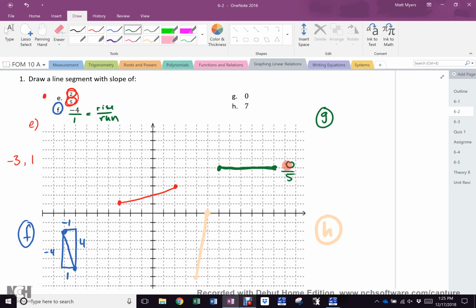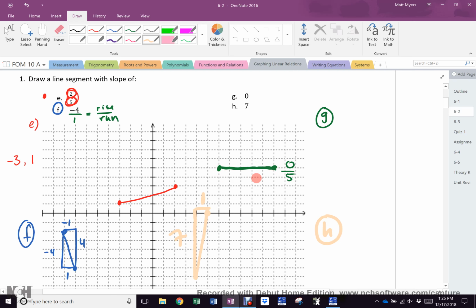And the last one, positive 7. So I went up 7, positive, and right 1. All you have to do is count. Positive slopes lean to the right of straight up and down, because right is positive. Negative slopes lean to the left of straight up and down, because left is negative. Rise over run: 0 up and down, and I ran, in this case, 5.